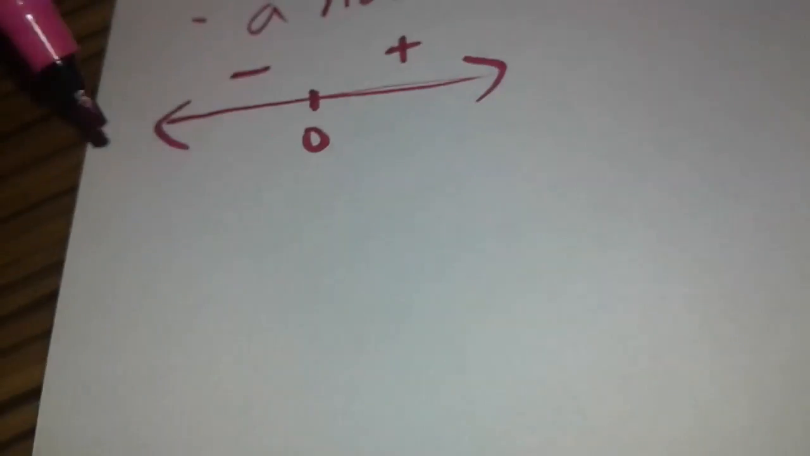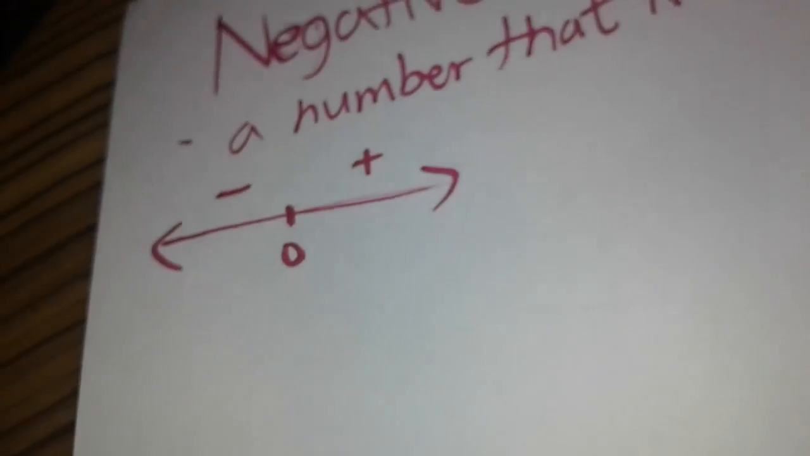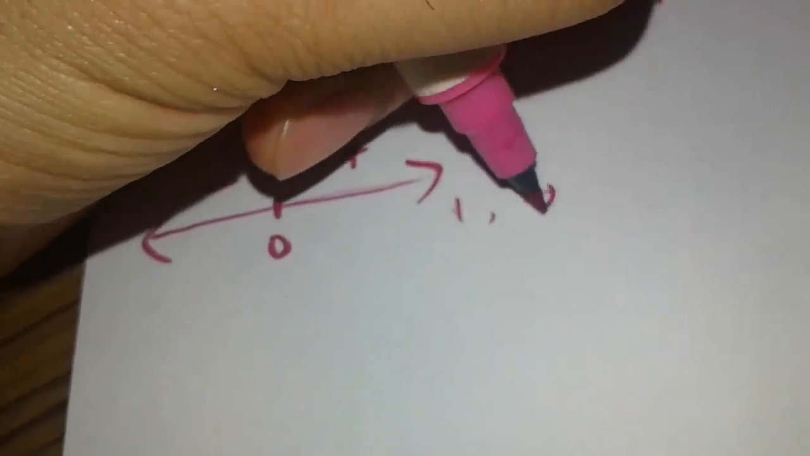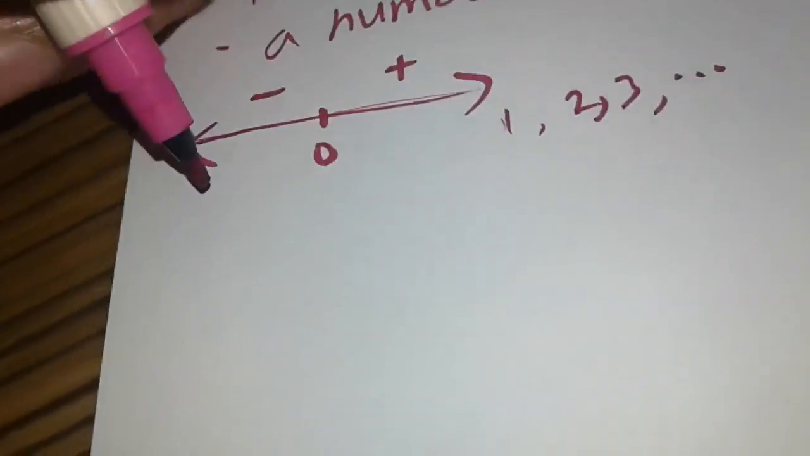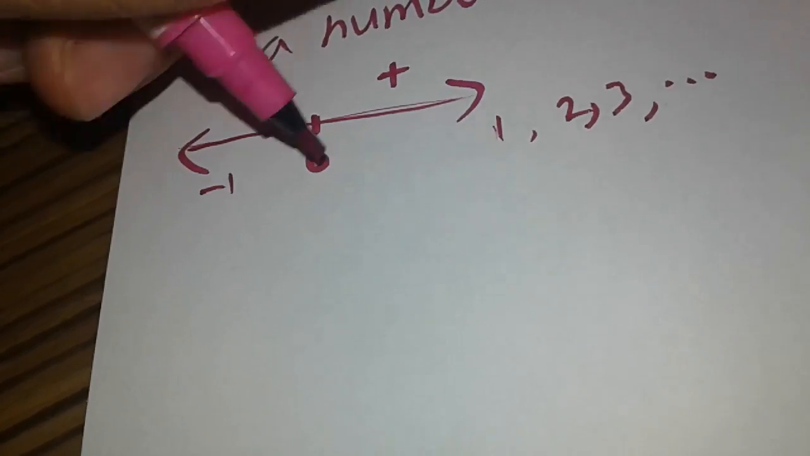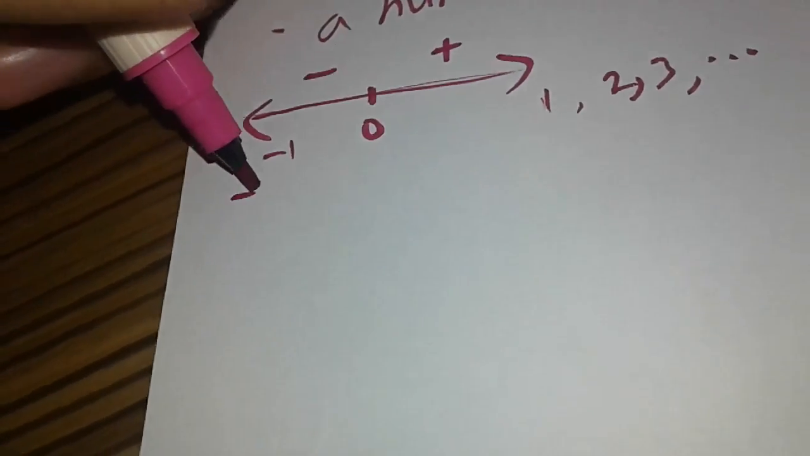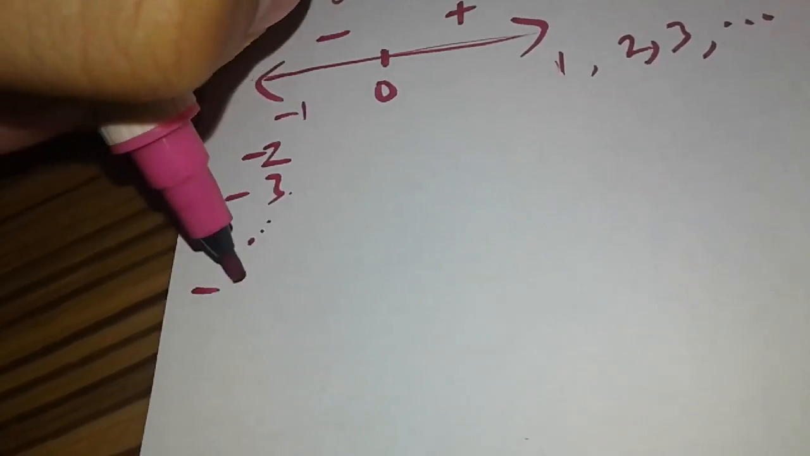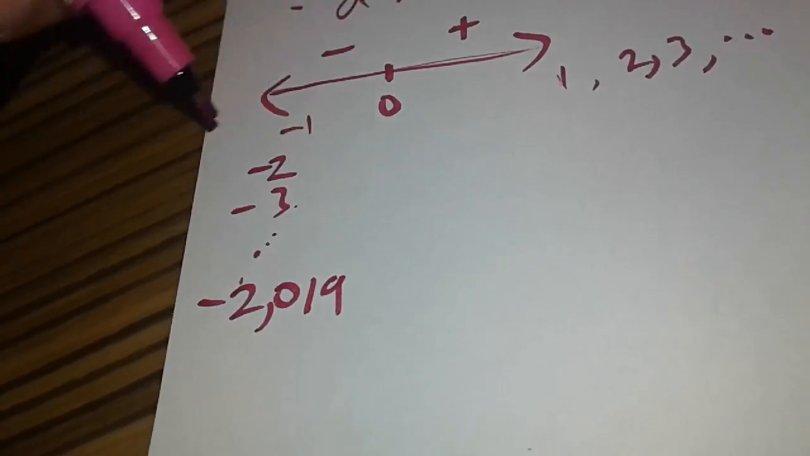And what's opposite of left? Right. That's right. Because you have 1, 2, 3, and so on, and you have -1, and you go backwards, -2, -3, -2019, and you'll see the pattern.